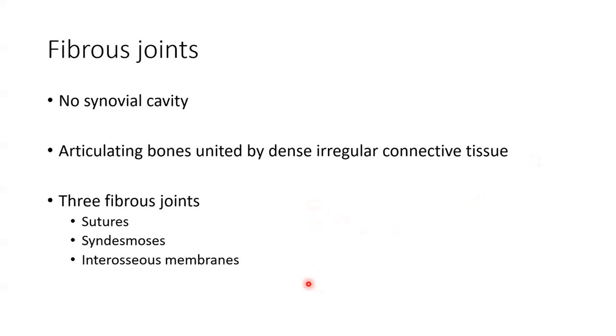Now, there are 3 different types of fibrous joints. These are sutures, syndesmoses, or interosseous membranes.